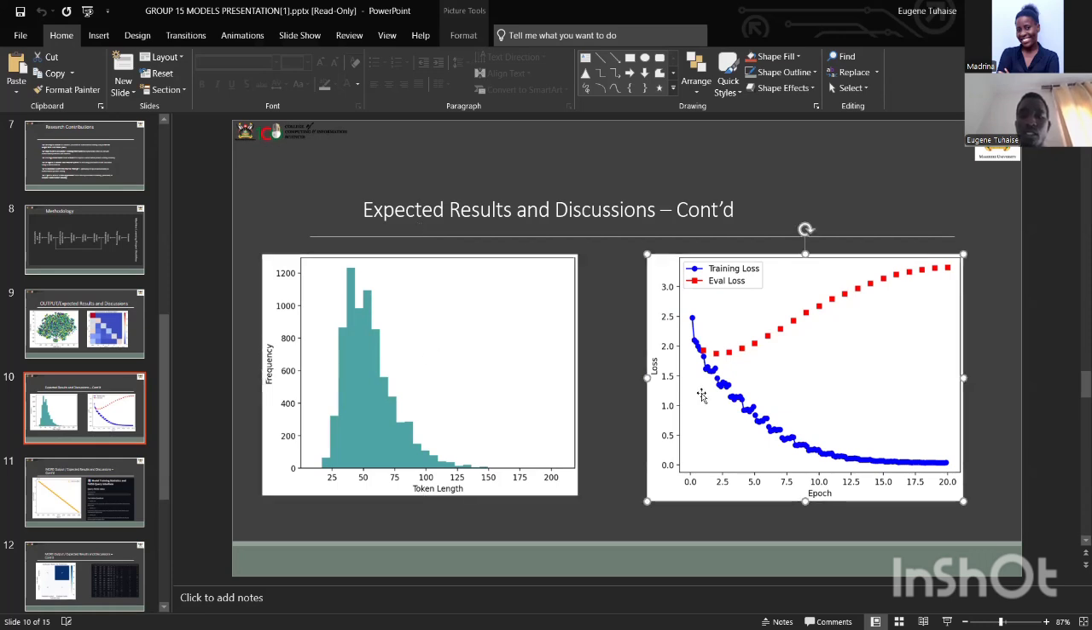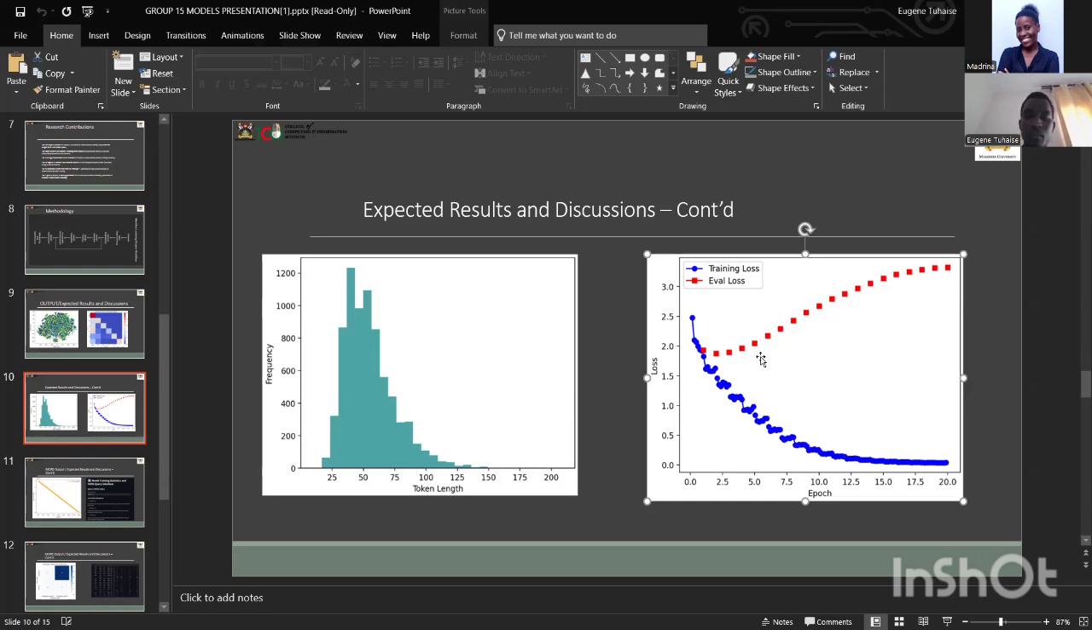Then we have a graph that evaluates the training loss against the evaluation loss. As we can see, the training loss keeps decreasing as the number of epochs increases. In our model, to save computational power and time, we decided to use 20 epochs for our initial model run. Decreasing the loss shows us that the model is training, and it is trying to close the window within which the loss is happening during the training process.